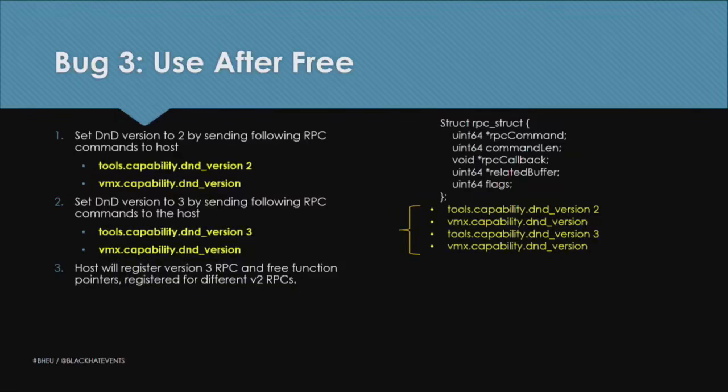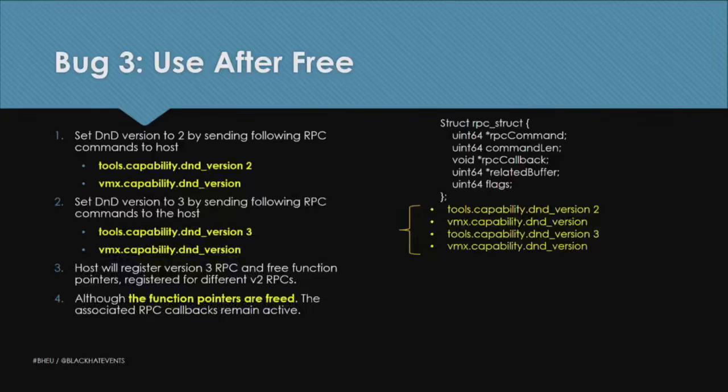We have also seen a use after free issue patched in VMware in recent days. This use after free PoC is quite simple. You have to send a certain sequence of RPC commands. First we need to set the DND version to 2 by sending these commands. After the DND version is set to 2, we need to re-register the DNDCP version to 3. Once we register DNDCP version 3, the host will register the version 3 RPCs and free some function pointers registered for different version 2 RPCs.